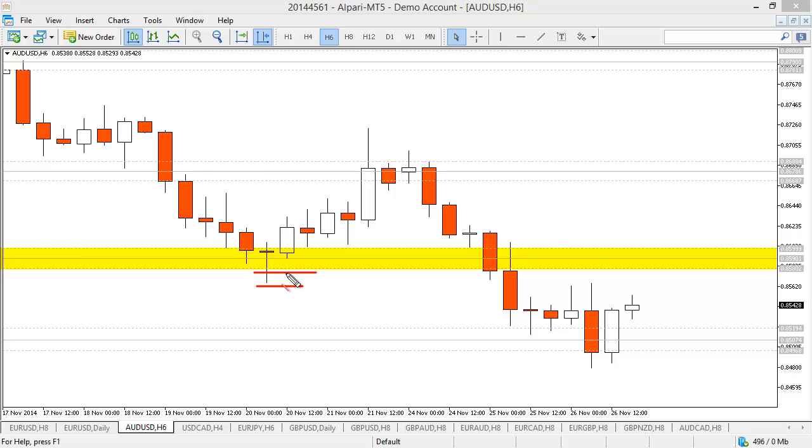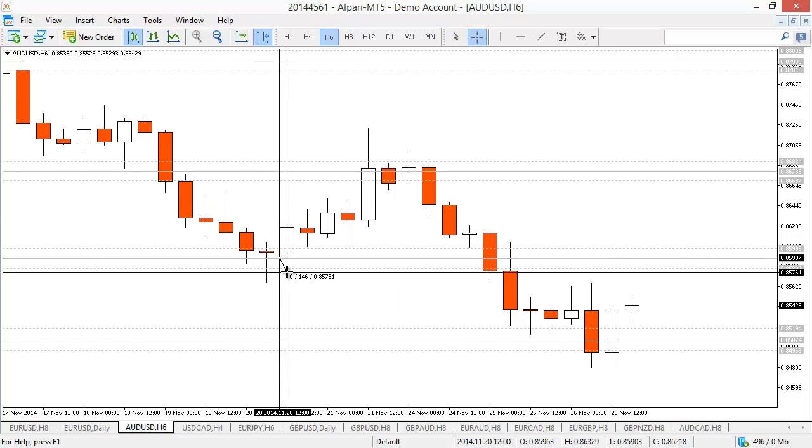Now, why do I place it here? I just want to place it a little bit lower than the support area. So, you know, the support area is roughly here in the middle. So I just want to place it a little bit lower, you know, 10, 15 pips. It depends on the pair.